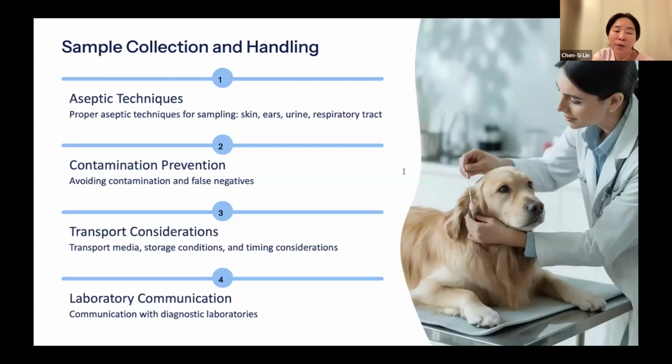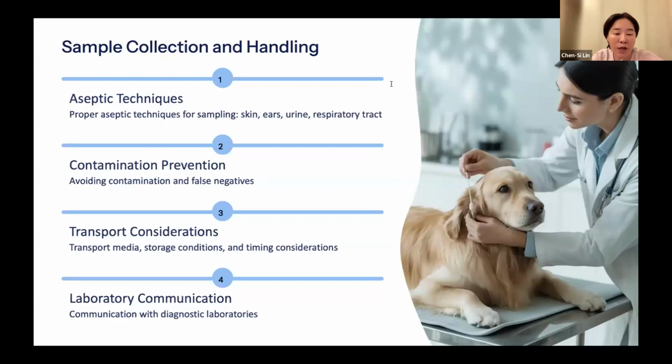So getting reliable culture and susceptibility results always begins with how we collect and handle the sample. Even the best laboratory cannot overcome a poorly collected specimen. So first, we need to use aseptic techniques.